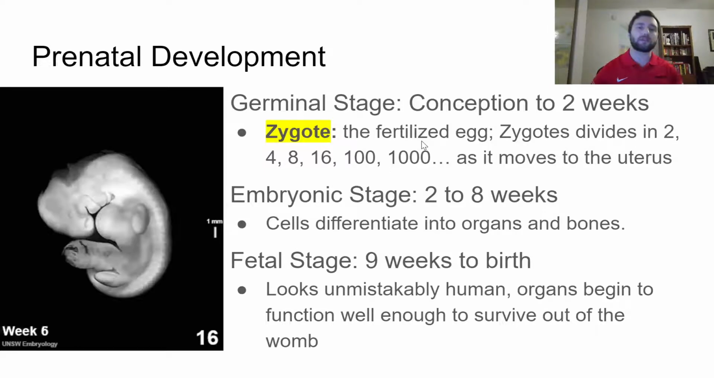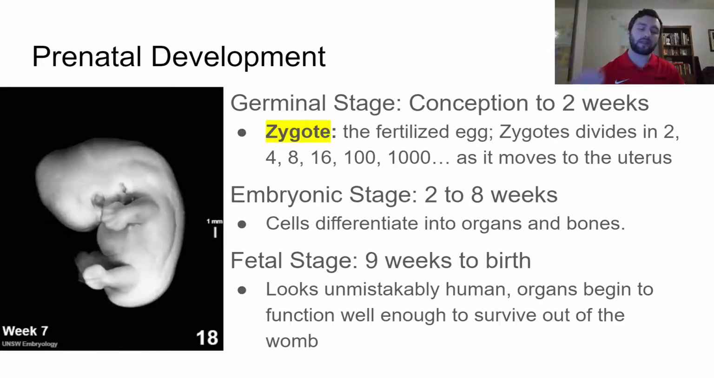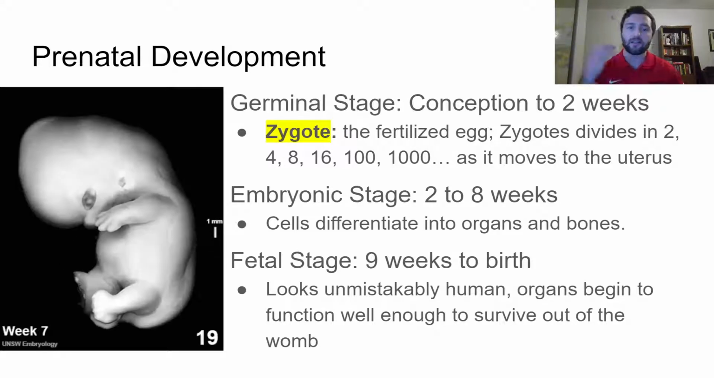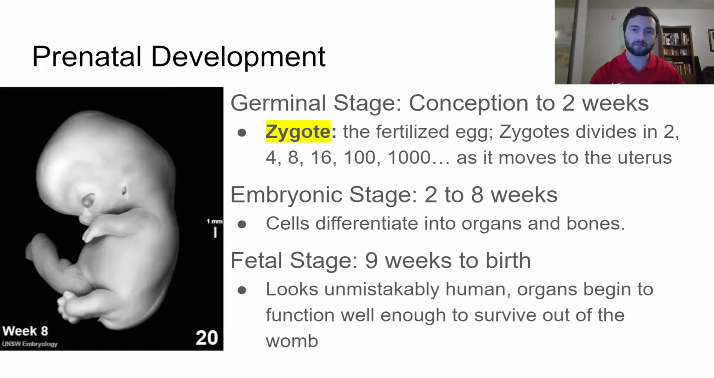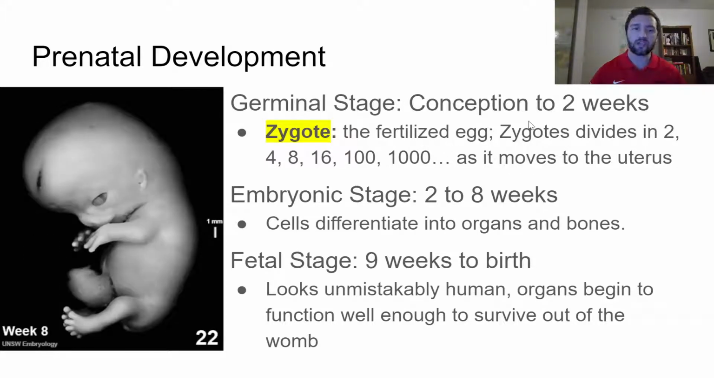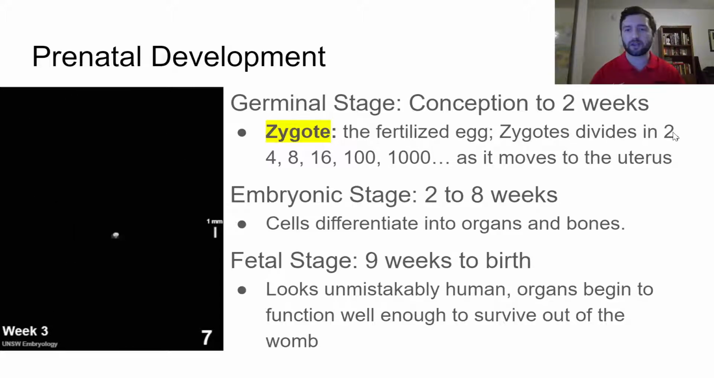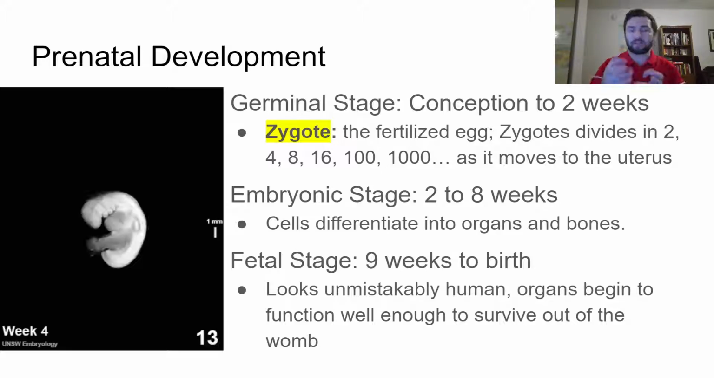So all a zygote is, is a fertilized egg. We mentioned conception, so when that sperm cell fertilizes the egg cell, now it is considered a zygote. Basically what's going to be happening in this germinal stage is the zygote is going to be dividing itself over and over and over again. So it starts off, it divides itself into 2, then 4, then 8, 16, and on and on and on, until there are thousands and thousands of basically little different pieces within that zygote.